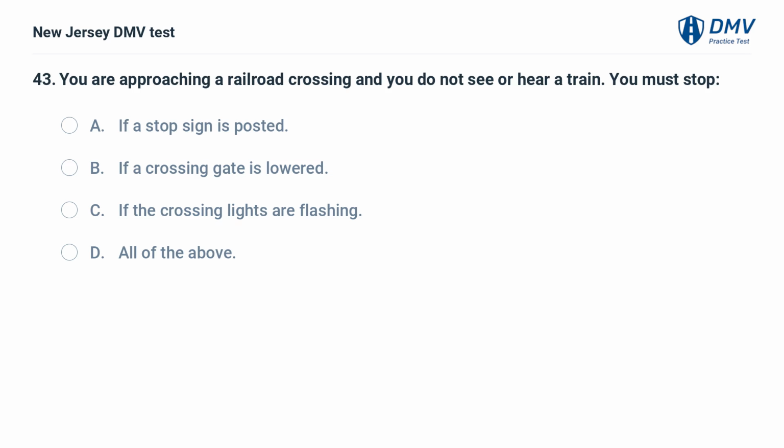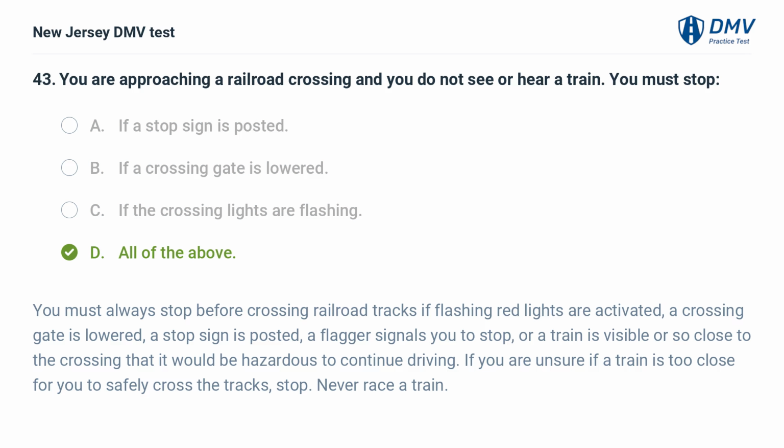You are approaching a railroad crossing and you do not see or hear a train. You must stop: A. If a stop sign is posted. B. If a crossing gate is lowered. C. If the crossing lights are flashing. D. All of the above. D. All of the above.